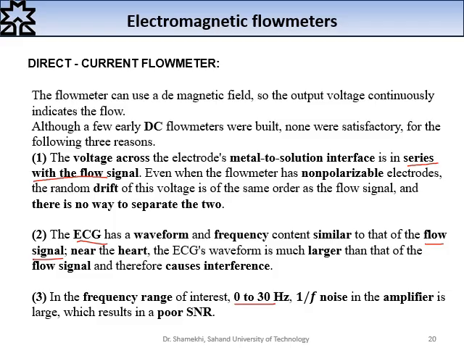The third reason is in the frequency range of interest, 0 to 30 Hertz, we have noise in the amplifier, and this kind of noise is large in the low frequency region, our low frequency region in this recording. Therefore, this bad effect leads to a poor SNR, signal to noise ratio.